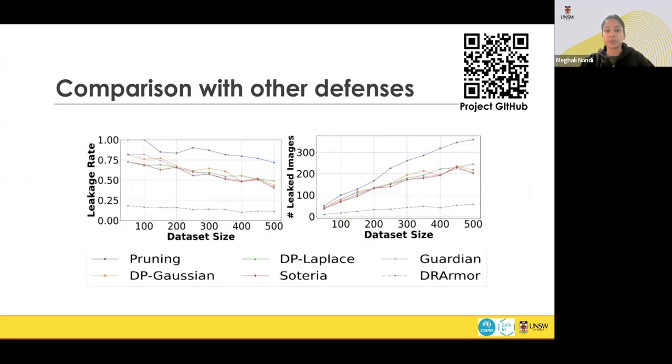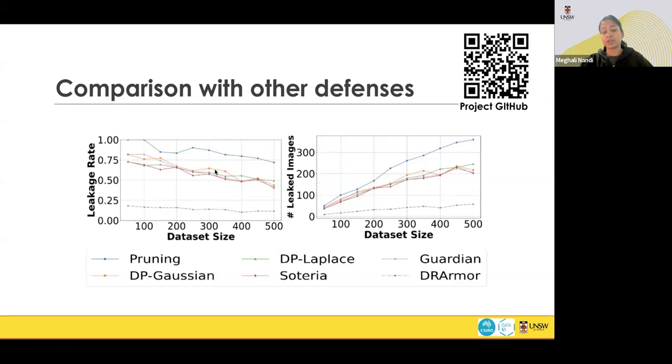And here we come to the comparison with other defenses, where we have compared our work with normal pruning, DP Laplace, Guardian, DP Gaussian, and Soteria. And we see that this is our Dr. Armor, and we are able to leak a pretty small number of images, and the leakage rate is pretty low compared to the rest of the defenses that already existed. And the main reason is because we have tried to identify the layers.